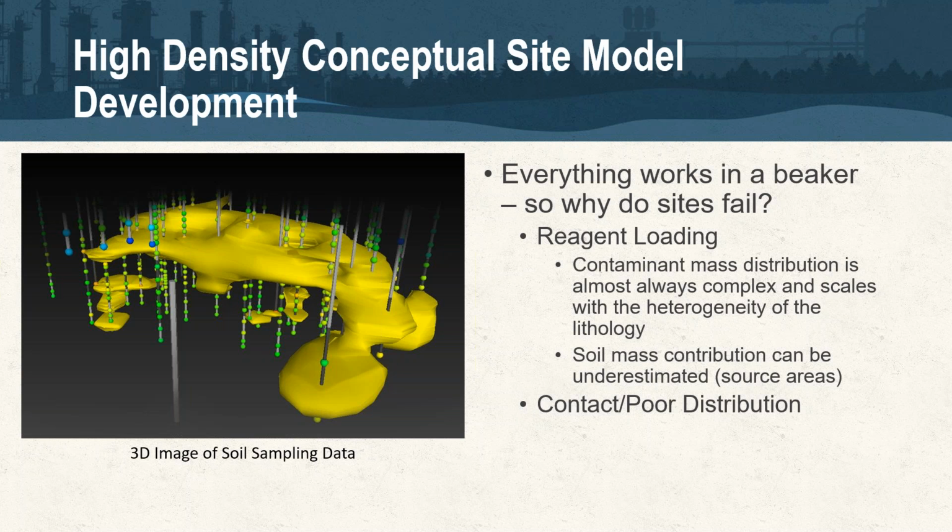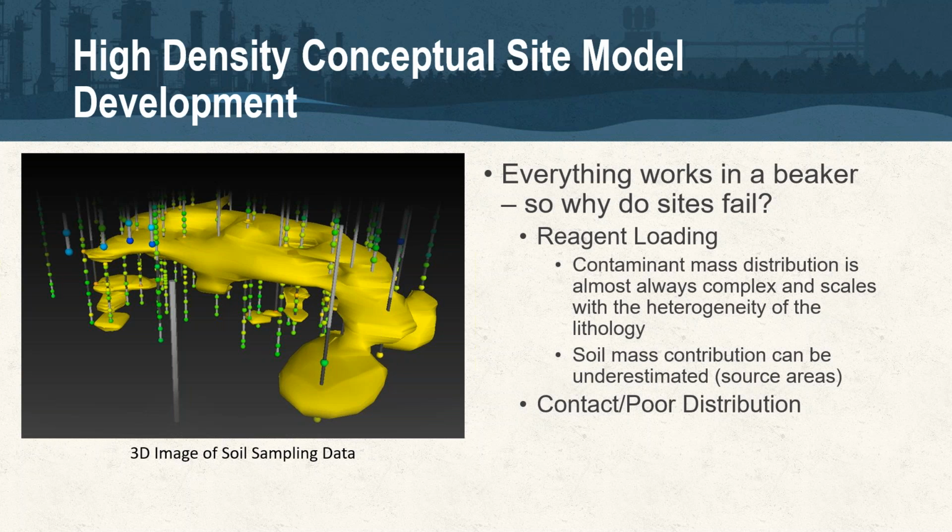To spend a few minutes on that loading question, especially talking about source areas, what gets underestimated, in my opinion, often is that sorbed mass component. We often don't have enough soil data to be able to really develop a really tight CSM, or it might be just sparse, or it might be old, or both. And so soil is really what we hone in on when we are looking at source area designs. And this is where the RPI lab comes in.